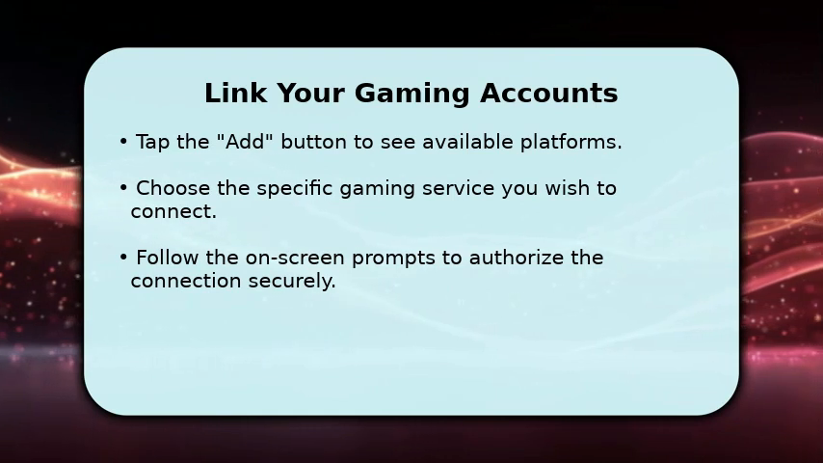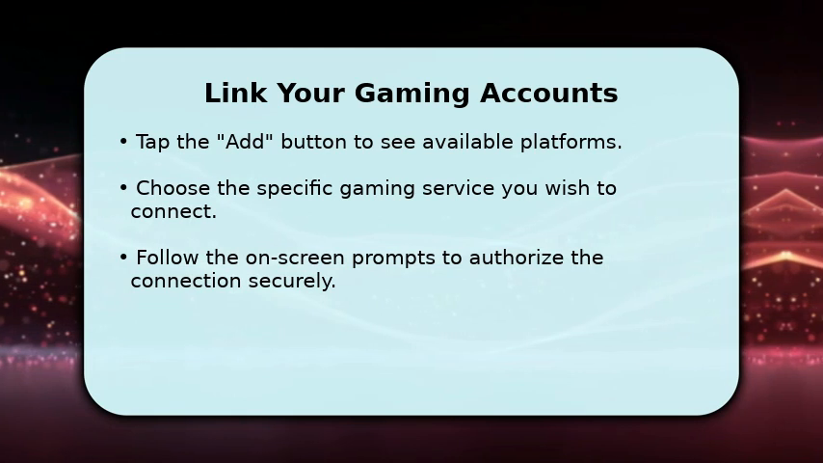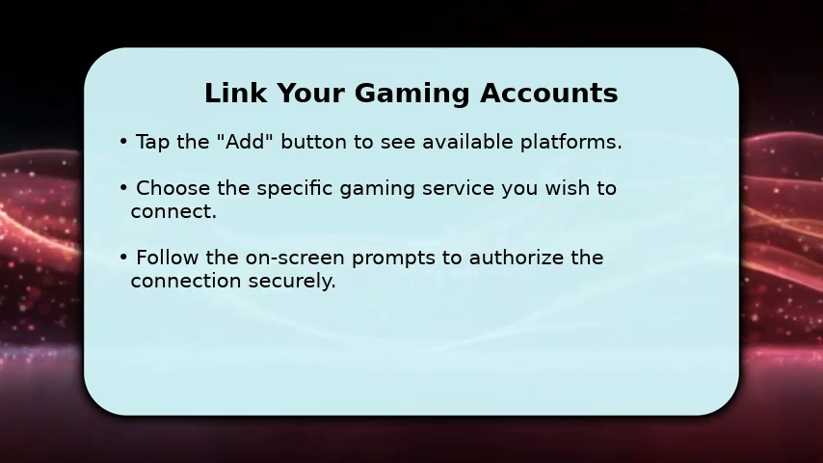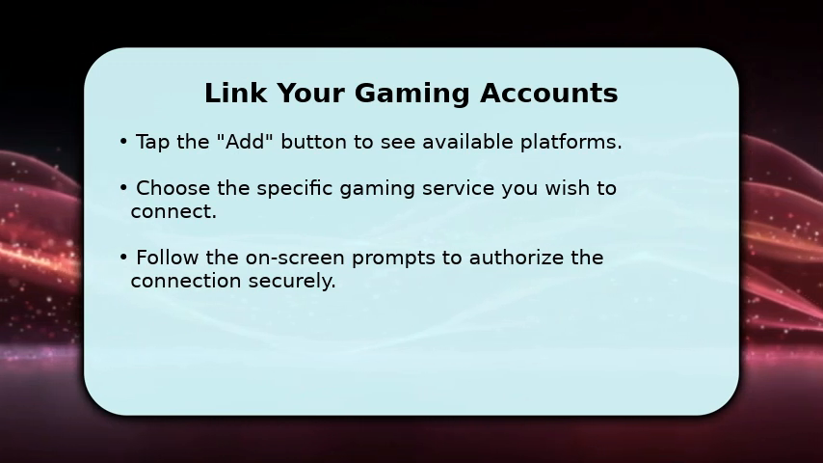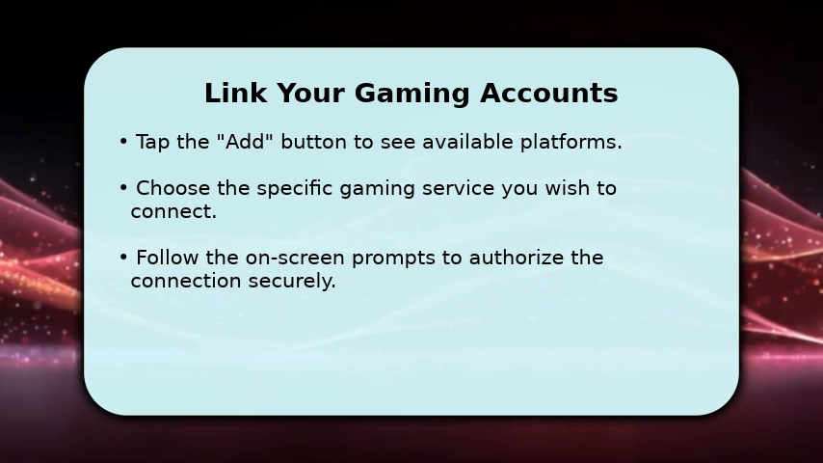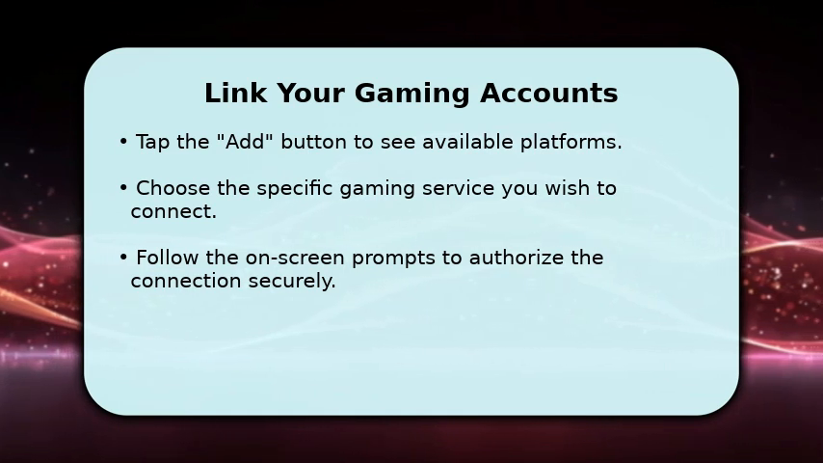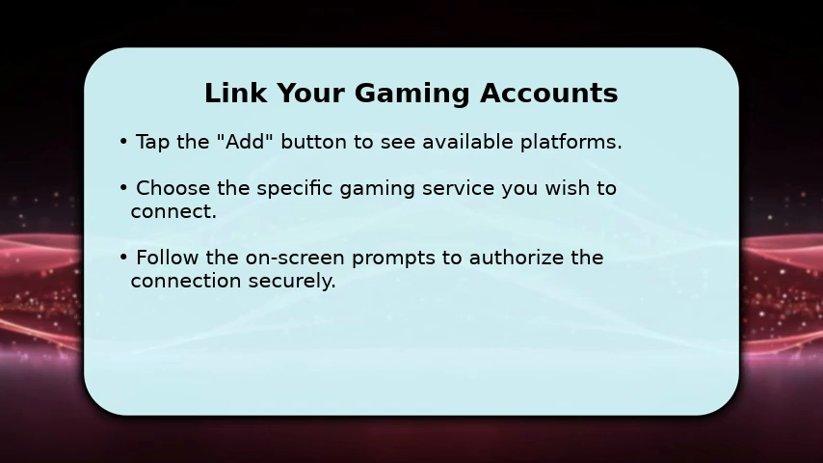Inside the Connections menu, you will see an Add button, usually represented by a plus sign. Tap this to view a list of various gaming platforms and services like Xbox, PlayStation, or Steam. Select the one you want to connect. Discord will then guide you through the authorization process, which typically involves logging into that service's account to grant Discord permission. This ensures a secure link between your profiles.